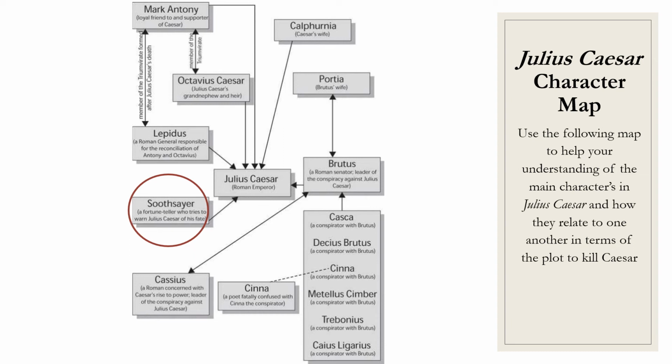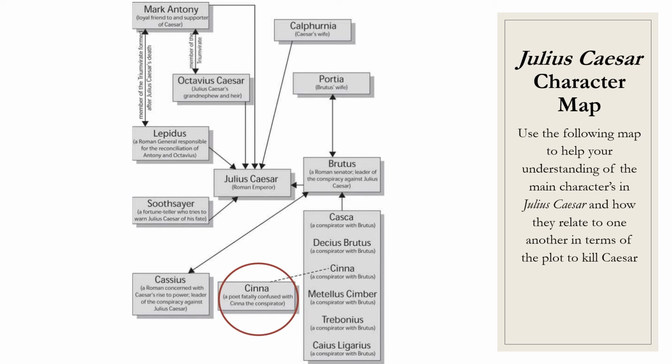And this is going to be a phrase that is constantly repeated throughout the play, and it's going to be this reference of this ominous tide of the conspiracy to come. So the soothsayer is trying to warn Julius Caesar to beware the Ides of March, the day on which the conspiracy is going to take place.